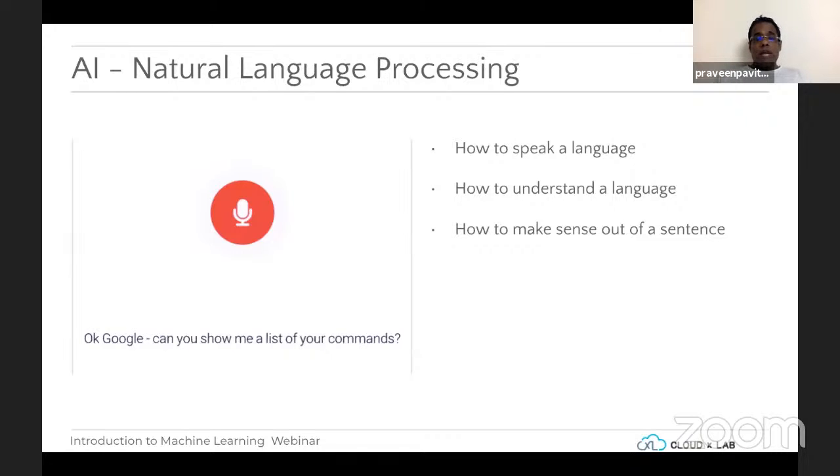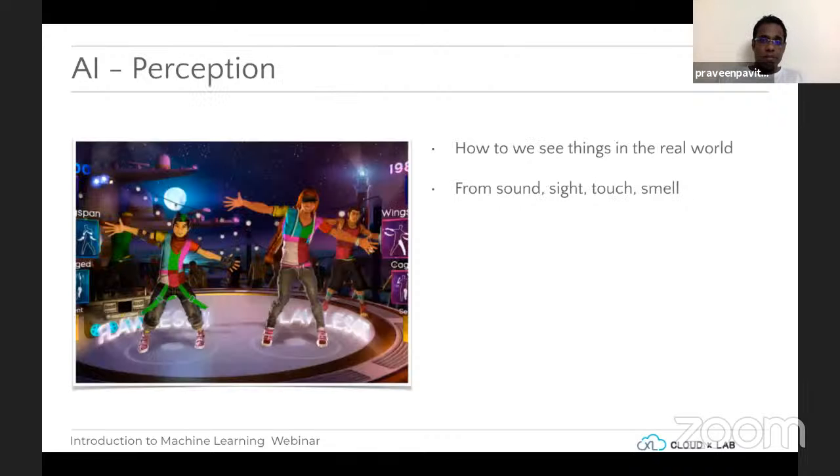The other thing is natural language processing: how to speak a natural language, how to understand a language, how to make sense of a sentence. We see a lot of it today in our phones and home applications, such as Alexa, Siri, and OK Google, which are all capable of doing it today.